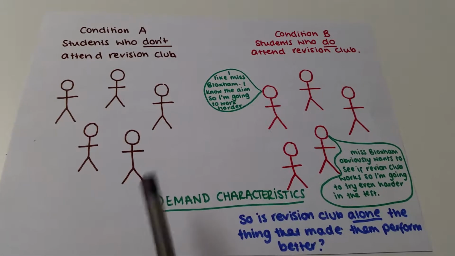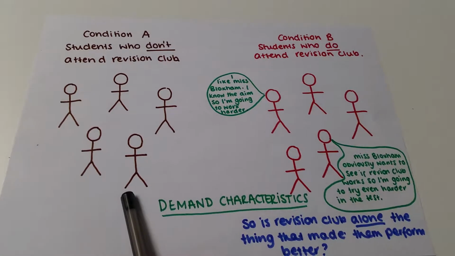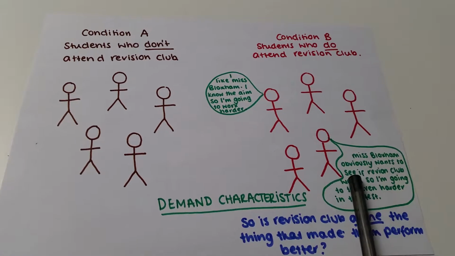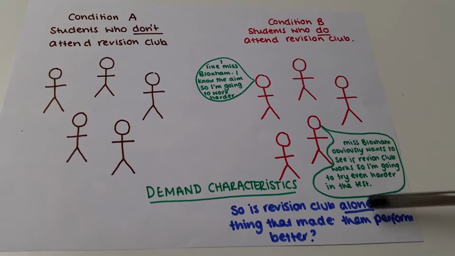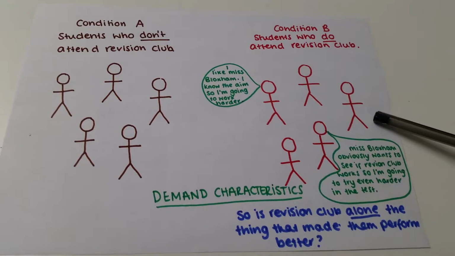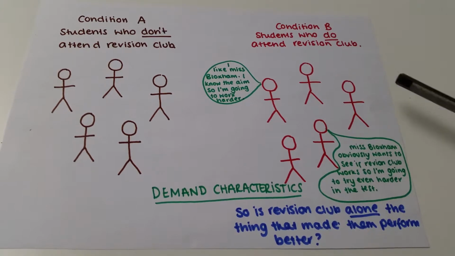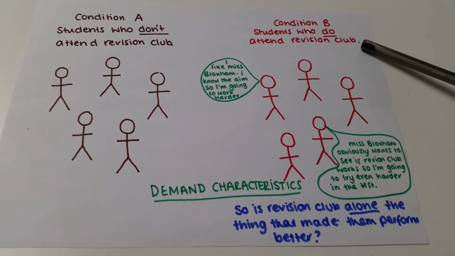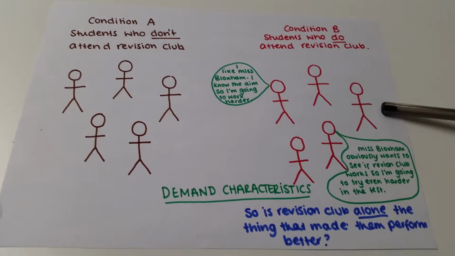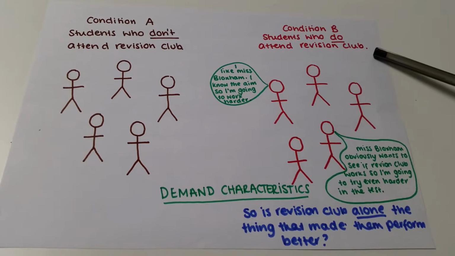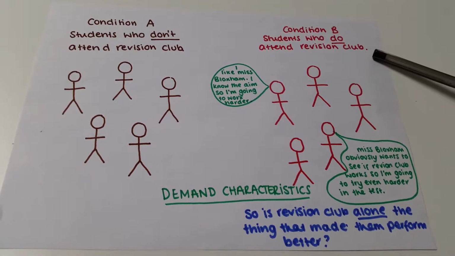So remember, I've got condition A, my students who don't attend revision club, and I've got condition B, my students who do attend revision club. Now again, I'm assuming that the reason that these guys have done so well in the psychology test is because of the fact that they went to revision club. But it turns out that this group know what the aim of the study is. They know that I'm trying to work out if revision club is the reason that they're doing better.